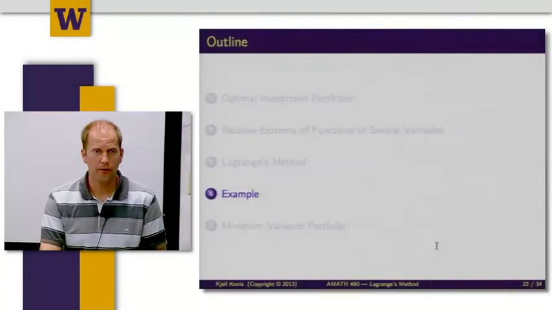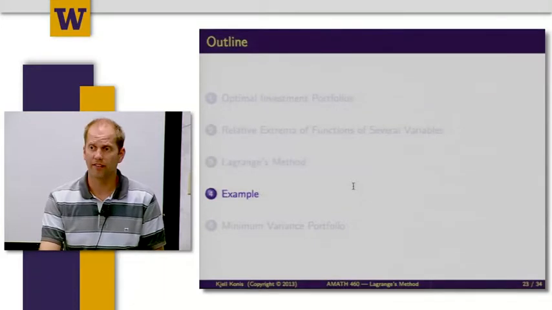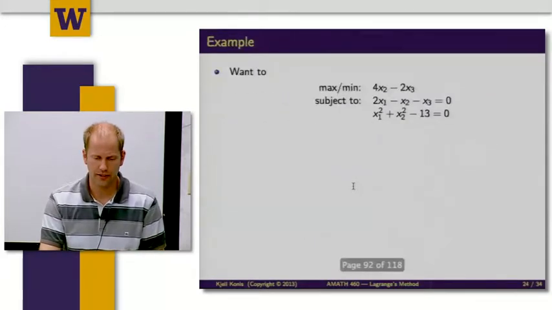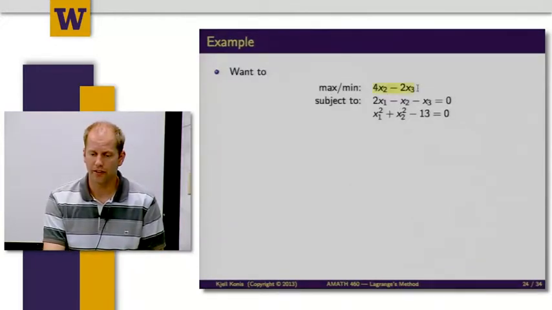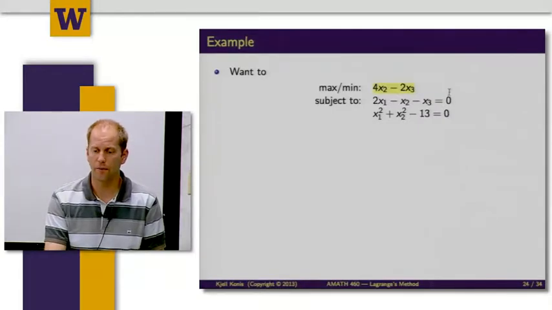So now I'll go through a quick example of solving an optimization problem using the Lagrange method. Suppose I want to find the minimum and maximum values of the function 4x2 minus 2x3. This is a function of three variables, x1, x2, x3, but the first one in the objective function just has a 0 multiplied by it. So I'm going to simplify it just to say 4x2 minus 2x3.